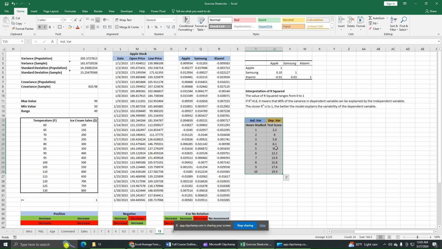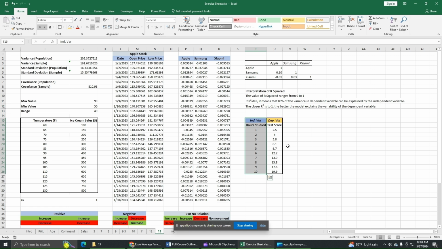So what is r squared actually? There are two variables involved in r squared: independent variable and dependent variable. R squared explains what percentage of the dependent variable can be explained by the independent variable. I'm saying this again. What percent of the dependent variable can be explained by the independent variable?